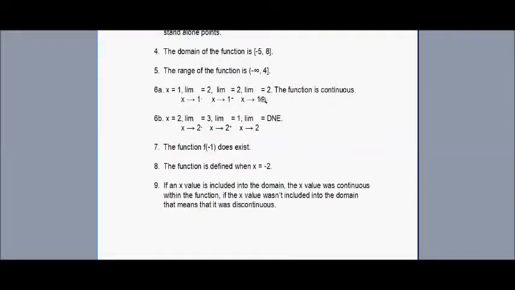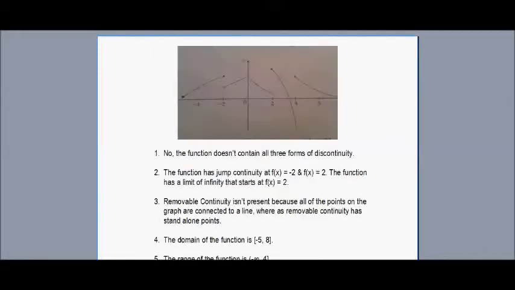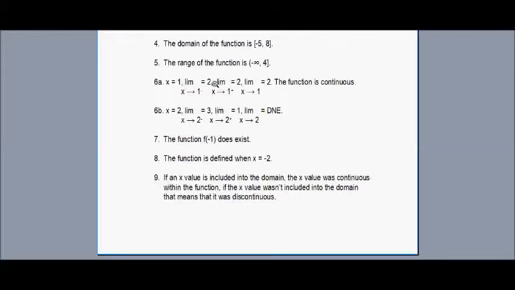The limit of x going towards 1, it's going to be 2 as well, because, you know, it's all on the same line. You're going to hit it. So that would mean, because all 3 of these are the same, the function is going to be continuous.